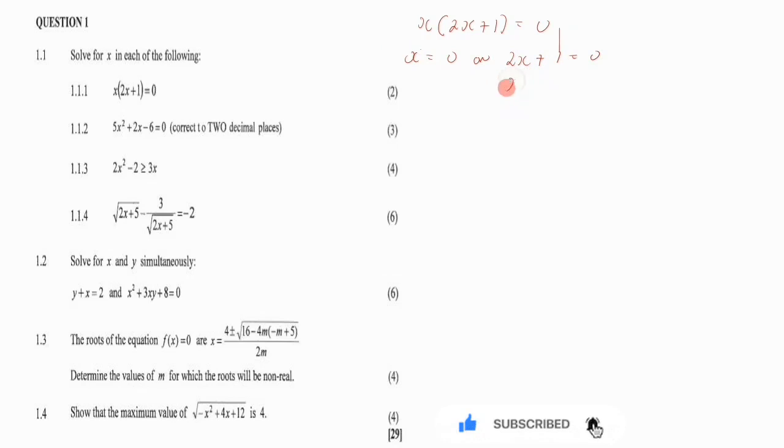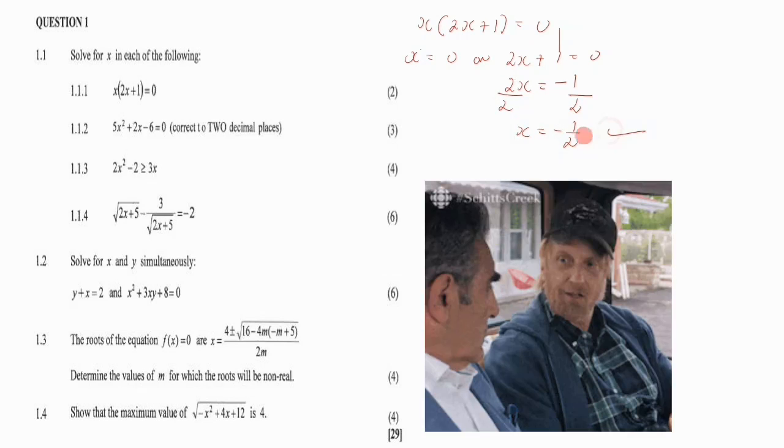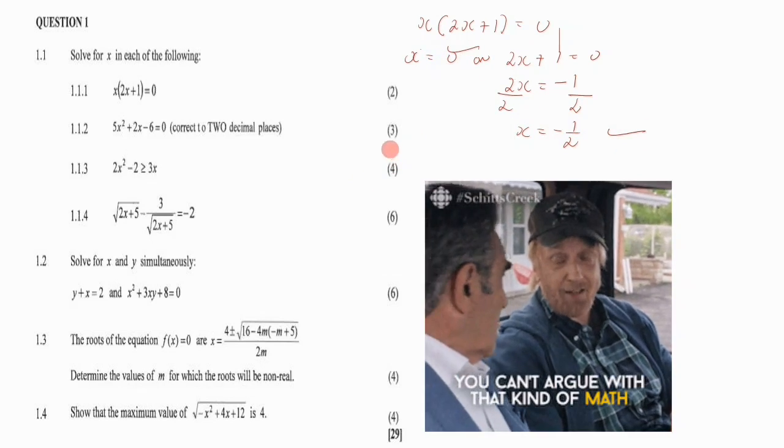Then let's find the second one. We have 2x. When we transpose that positive 1, it becomes negative 1, and then divide both sides by 2. So we have x = 1/2. So that's 2 marks for those values, right?